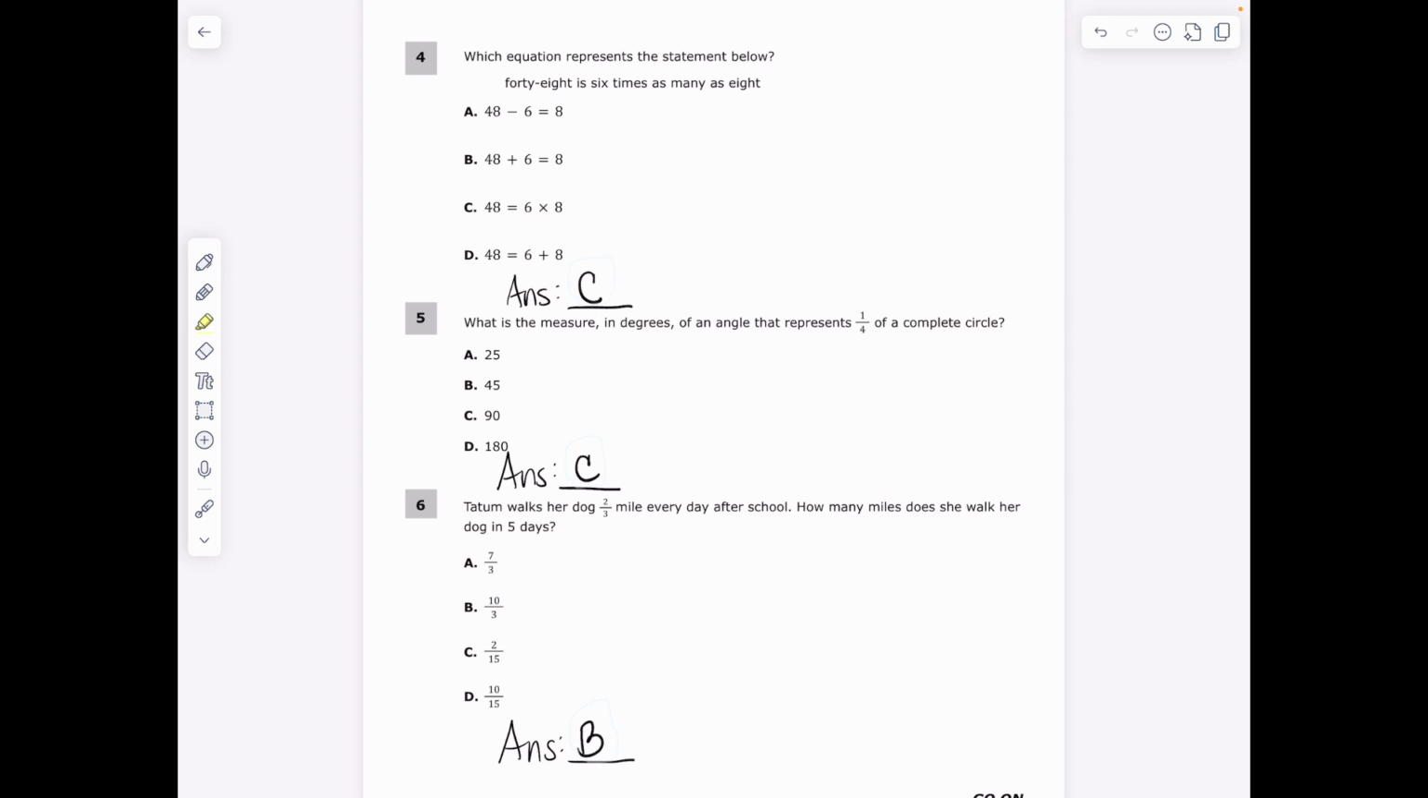If you're still here, we're going to start by going over 4 first. Which equation represents the statement below? 48 is 6 times as many as 8. So I say 48 is, so I make an equal sign, 6 times as many as 8. So that's what I have here, and that is equal to C. And that makes sense because they even put times right here in the problem, and the only one that had times was C. So that one was kind of like a gimme. All right, let's go to the next one.